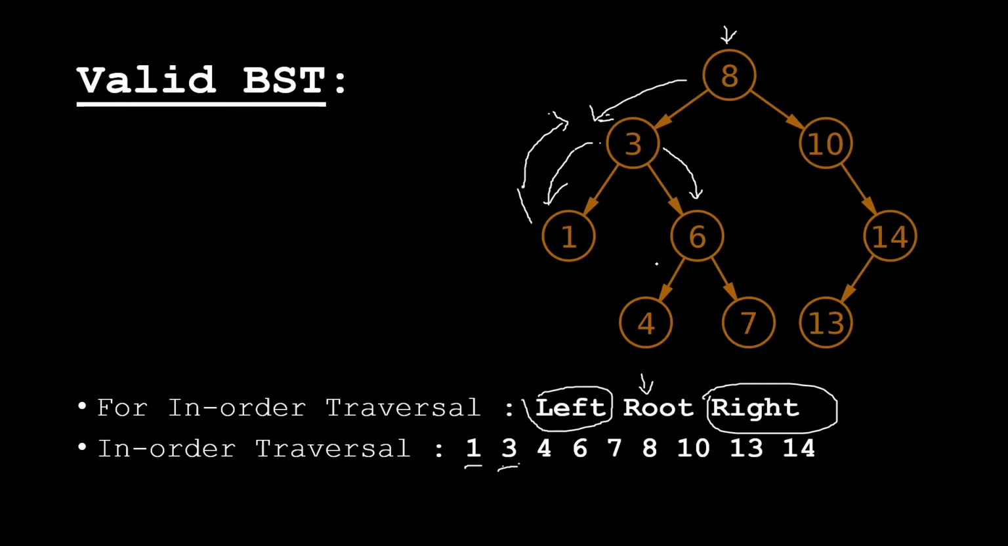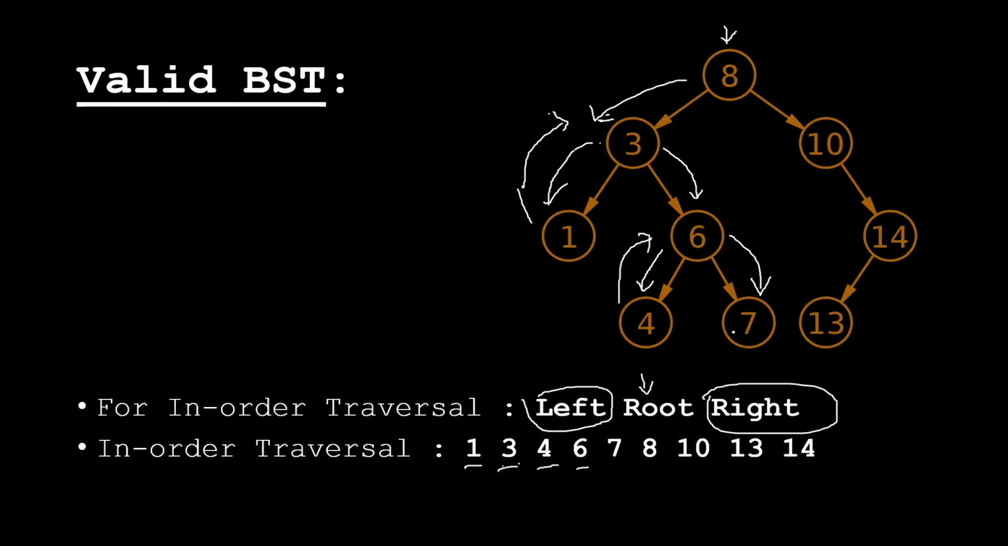Now we have to go to the right subtree. 6 has a left subtree, so we need to go to the left subtree first. Go left. 4 doesn't have any left subtree, right? So now we have to come to the root node. Now we can acquire 4. 4 doesn't have any right subtree. Now we can go back. Now we are complete with the left subtree of 6. Now we need to acquire 6. Now we need to go to the right subtree of 6.